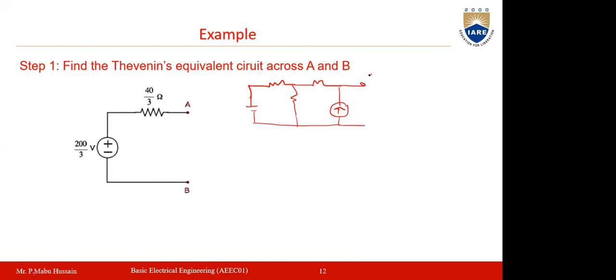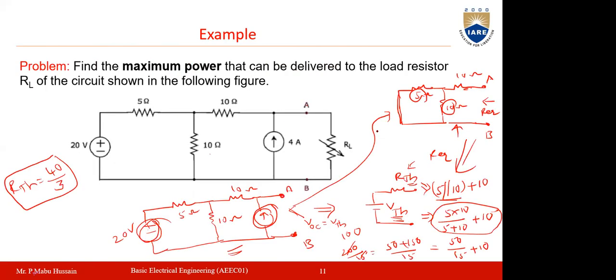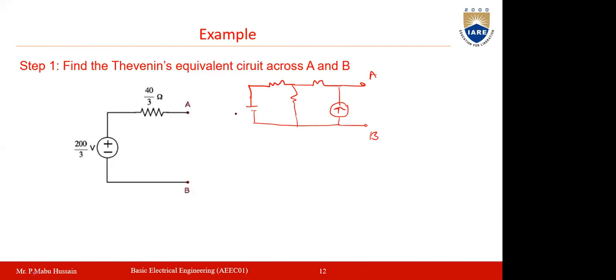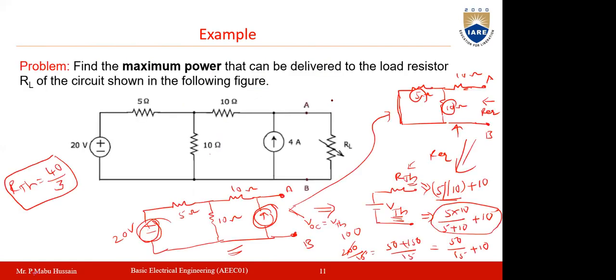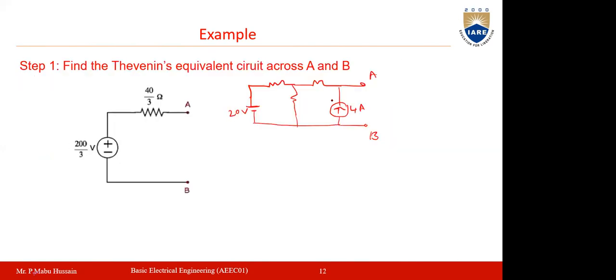So between the terminals A and B here. What is the source value? 20 volts, current value 4 amps. So this voltage source value is 20 volts and current is 4 amps. And resistances are 5, 10, 10. So this is 5 ohms, this is 10 ohms and this is 10 ohms. So between these two terminals, you need to determine the open circuit voltage, which is called the V Thevenin.